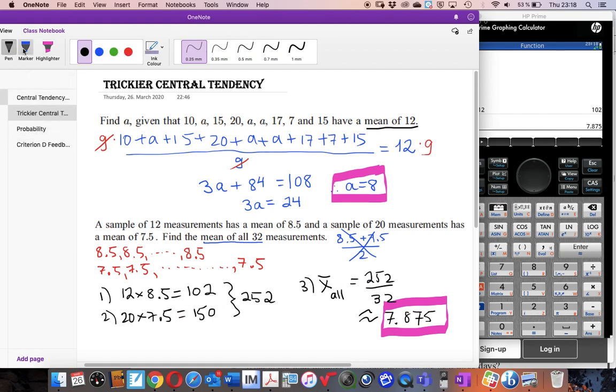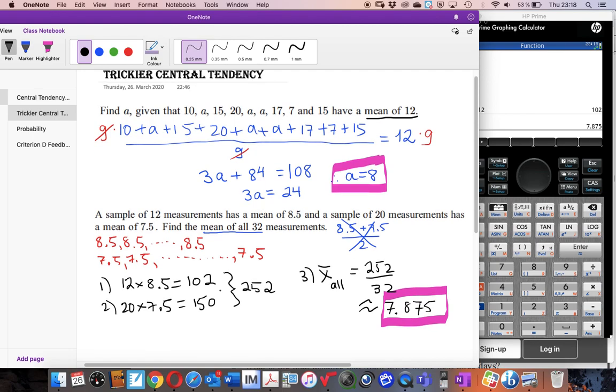Okay, so one more. And I actually like these problems. I think they're kind of fun. It's like a little puzzle to hunt for the unknown numbers that will work.